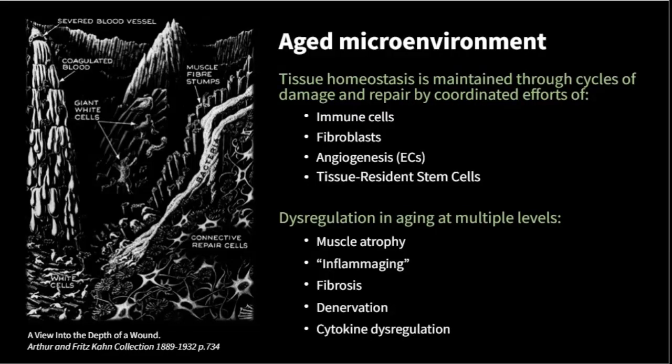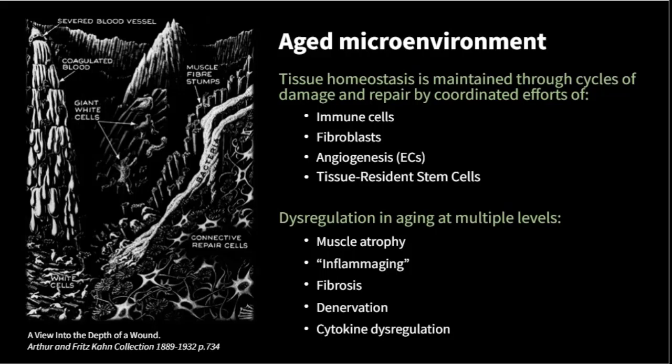One of the aspects of aging at the tissue level is the loss of balance between damage and repair. As our tissues get older, there's increased stress and increased demand for repair. And tissue homeostasis is normally maintained through coordinated efforts of various cell types I've highlighted here. Those cell types work together to repair the wound and reform the function of the tissue.